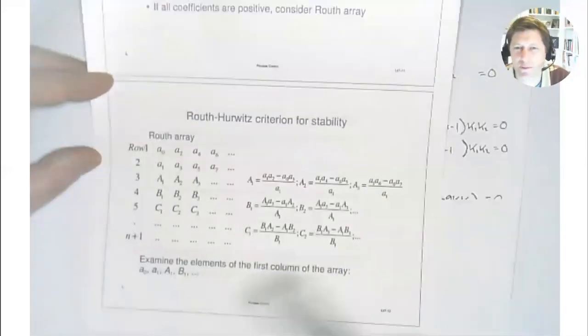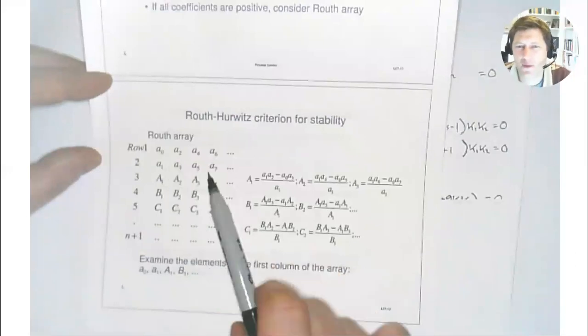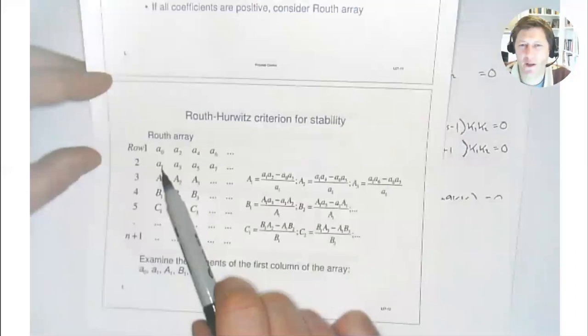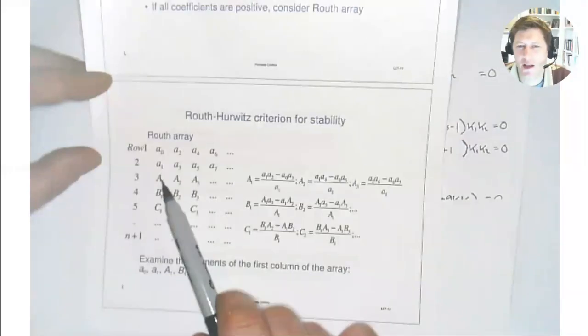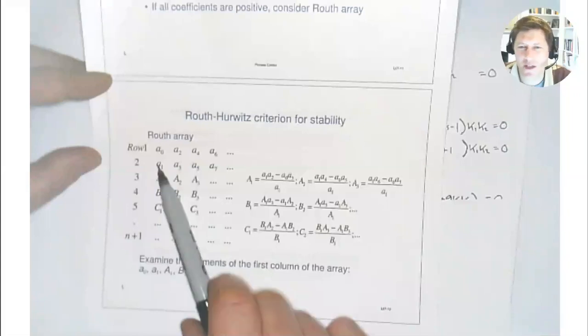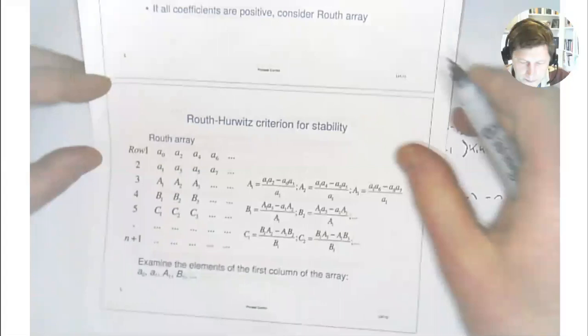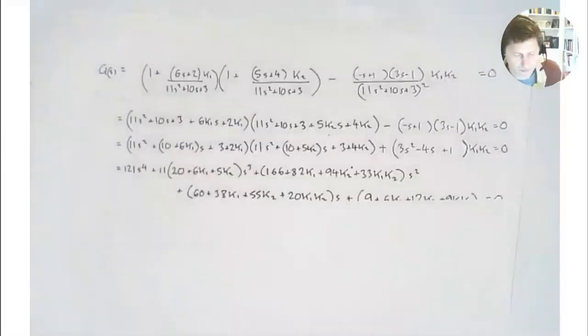And then you need to go on to this array, which you'll have seen, where you need to then make your array out like this, find your values for a0, a1, that's the easy bit, and then you have to calculate a1, b1, c1, and so on. And again, you want all of these to be positive if you're going to have a stable system. So that's what you would do here.